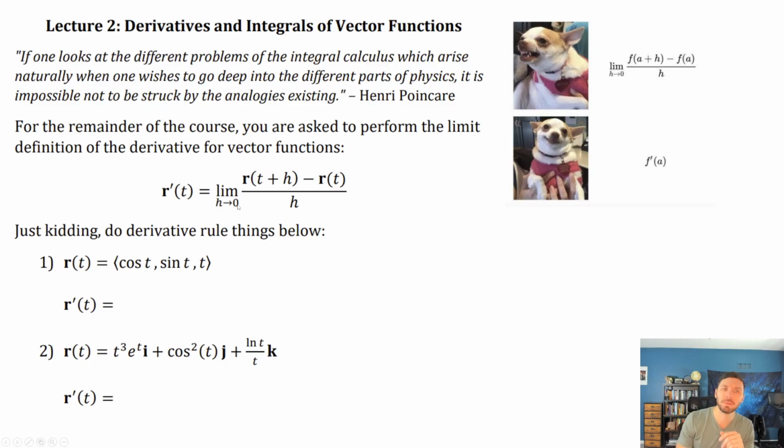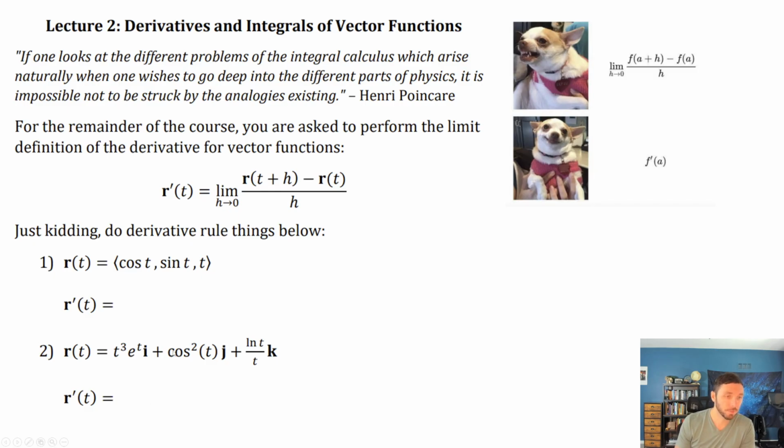All right, so if you remember the limit definition of a derivative, it sucks. So don't do it. Just do normal derivative stuff. You know how to find derivatives from Calc 1. Just do it. So looking at the first one, this is the helix, right? You just take the derivative component by component. That's the big idea here.